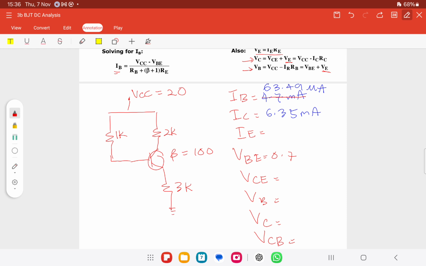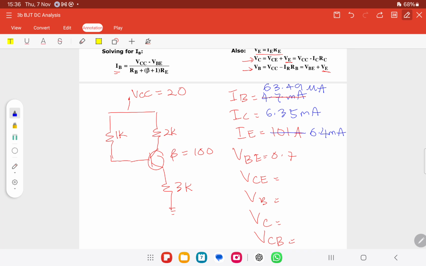IE siapa? Mili. Tak mili? 1 ampere terus? Betul ke? Jauh benar IC and IE ni. 6.4. Nampak 6.4 mili. Tak tahu. Ha, ni logik sikit.